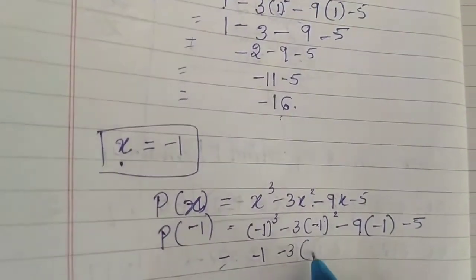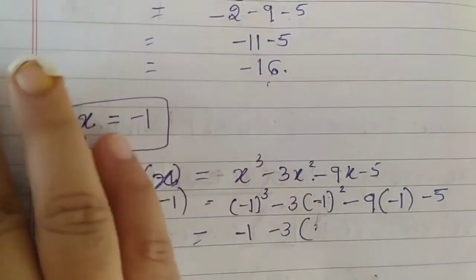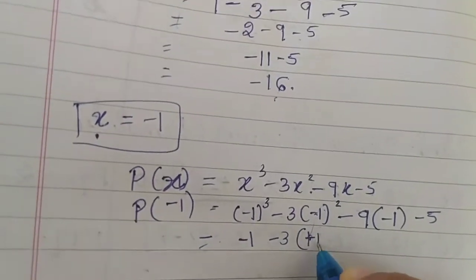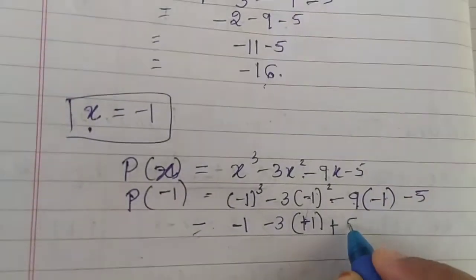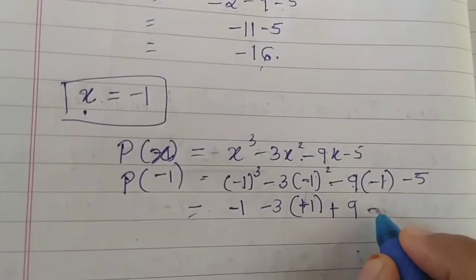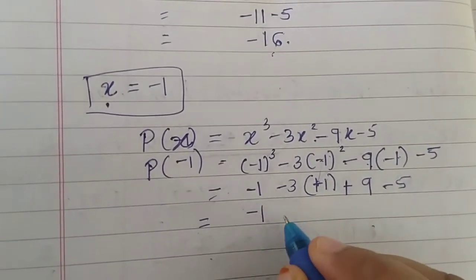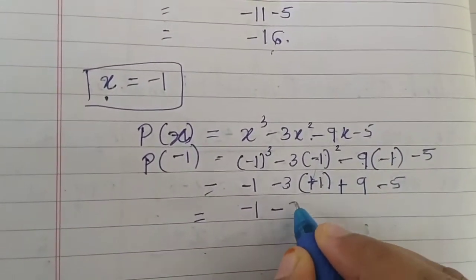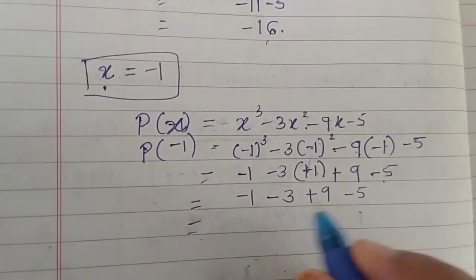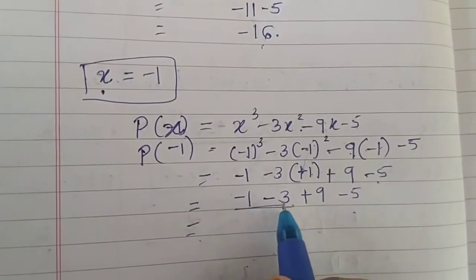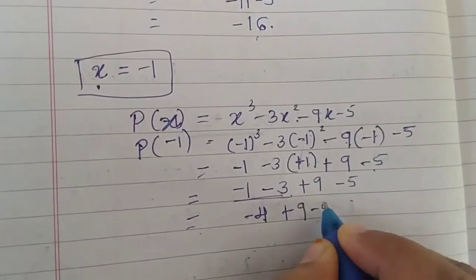So minus 3, minus 1 whole to the power even number is there, right? So if it is an even number, then what you can write over here, plus 1. Okay, so minus into minus is plus, 9 ones are 9. Okay, so minus 5. So this will be equals to minus 1, minus into plus is minus, 3 ones are 3, plus 9 minus 5. Okay, so this will be equals to, here you can see minus 1 and minus 3 is nothing but minus 4, plus 9 and minus 5.